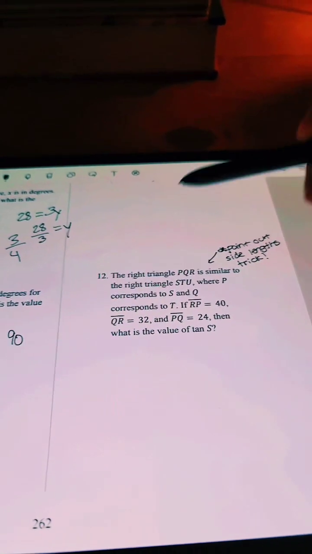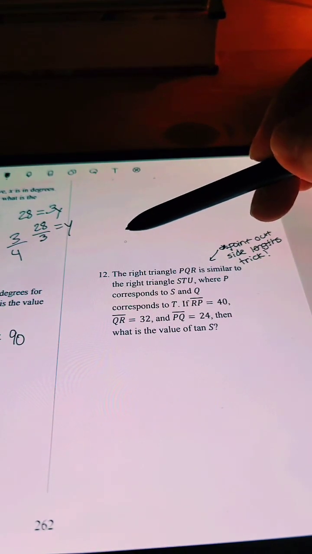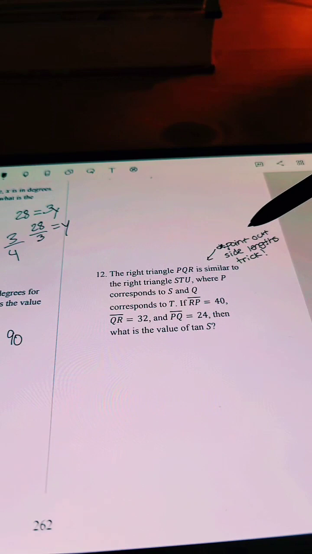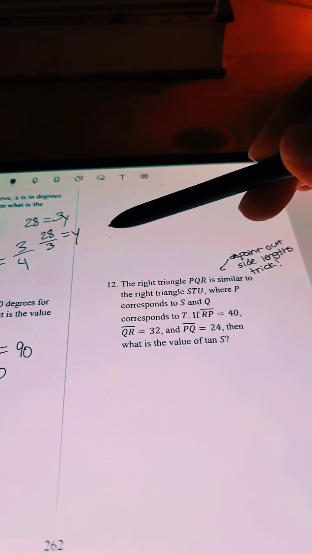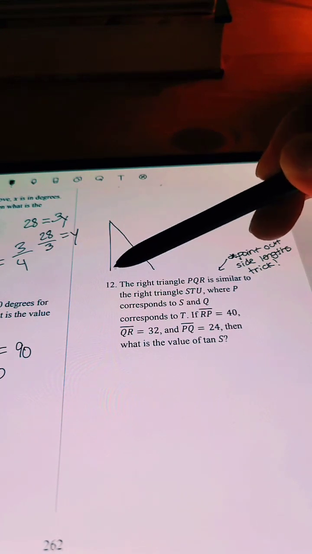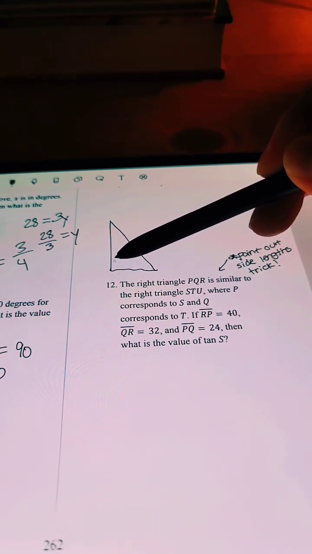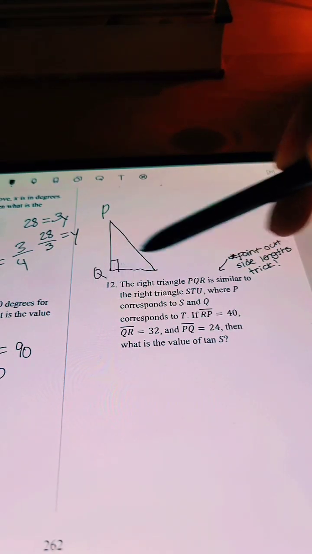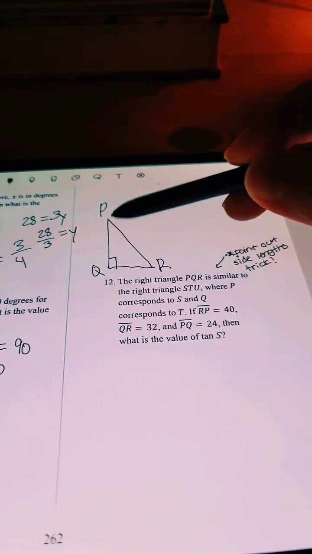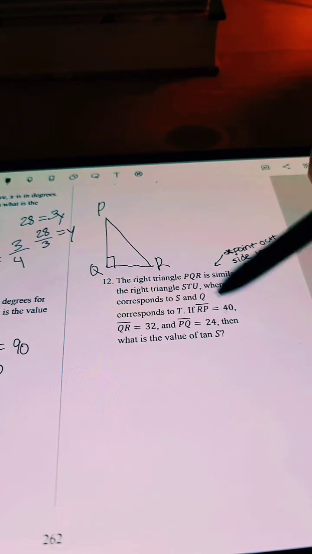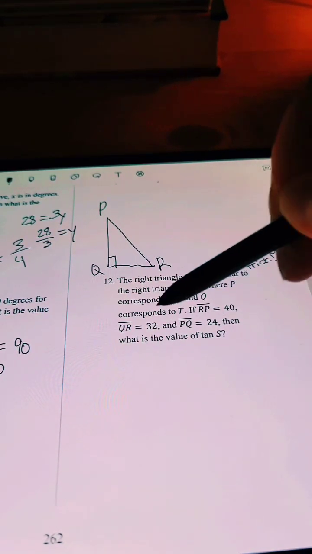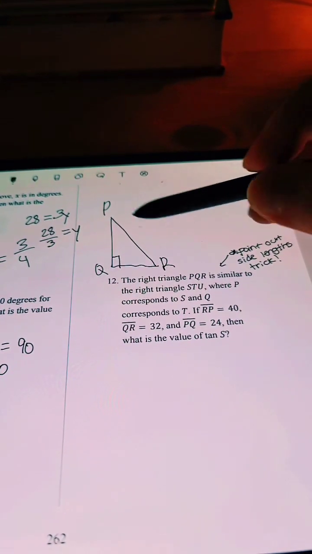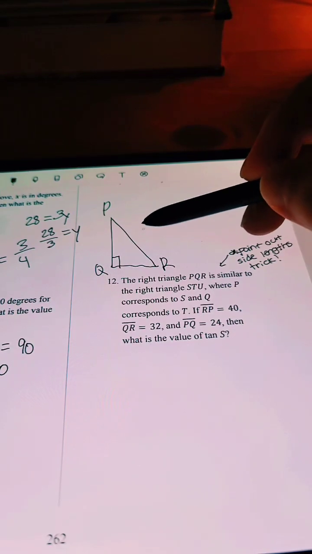So the right triangle PQR is similar to right triangle STU, where P corresponds to S and Q corresponds to T. So what I said here about the side lengths trick, just be careful when you're labeling this, because I'll show you what I mean in a second. So I'm going to draw PQR, right? So I'm going to say that that's my right angle, and then let's say that this is PQ right here. Now the reason I drew it like that is because I see, oh, RP right there, that's the biggest side length out of these. Like, that's the biggest number between 40, 32, and 24. So that has to be the biggest side. So that has to be the hypotenuse right there.